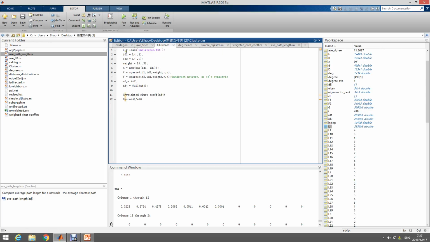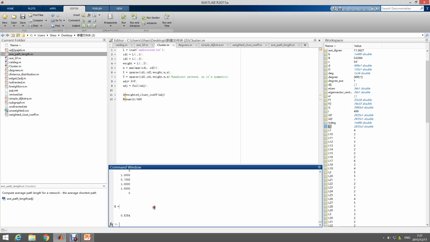Now let's go for the clustering coefficient. Run. And we got the average is 0.63, and these are the clustering coefficients of each node.